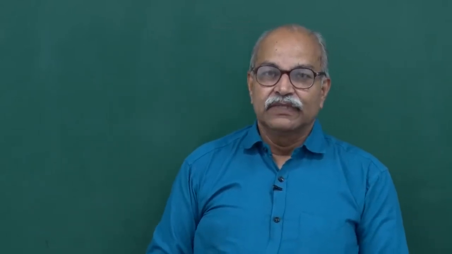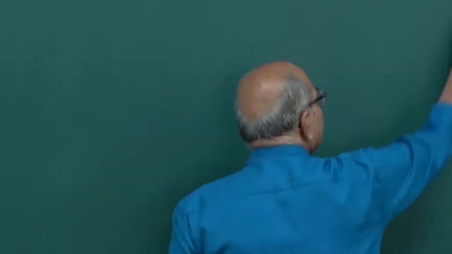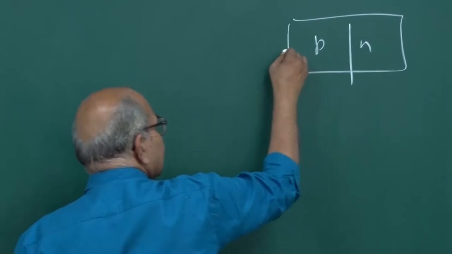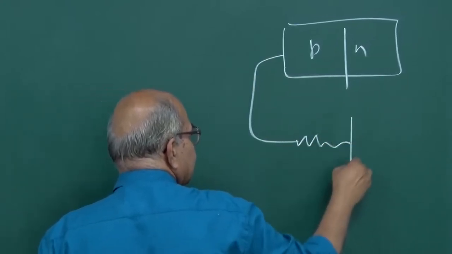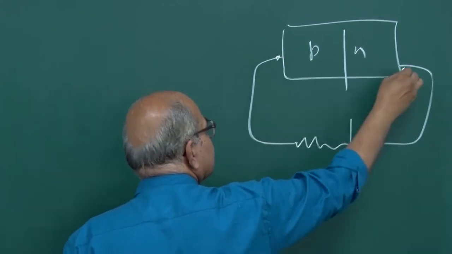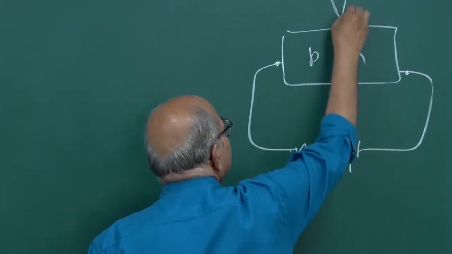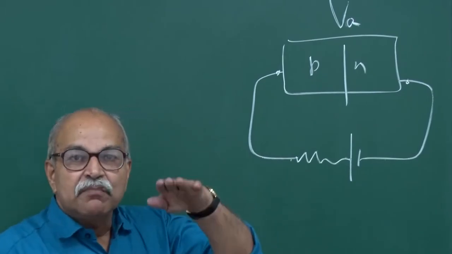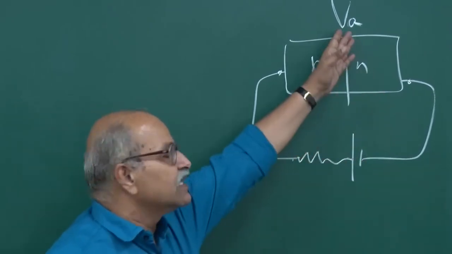So we talked about p-n junction in forward bias, where you connect a cell with some resistance, etc., higher voltage being given to the p side and lower voltage given to the n side. And then we saw that this applied voltage, if you have this p-n junction here and you connect a cell here, so that this is at a higher potential, this is at a lower potential, and this applied voltage is Va, that potential barrier is reduced by this Va.